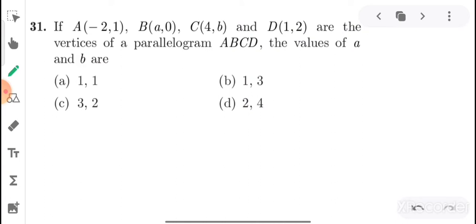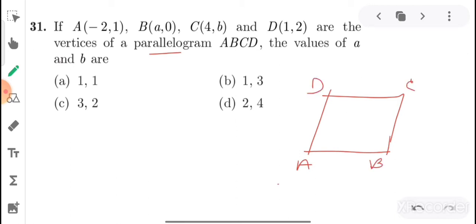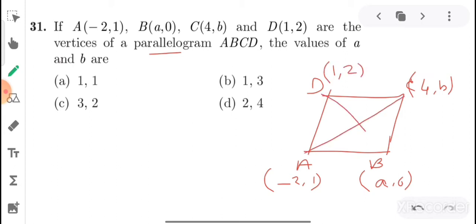This is the next question of parallelogram. A parallelogram is given, that is A, B, C, D, and we have given 4 vertices of them. And we know the diagonals of parallelogram bisect each other. Then we can take the midpoint of two diagonals will be equal.